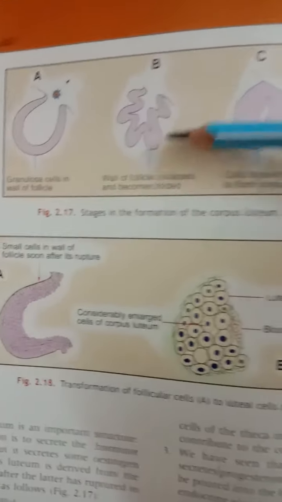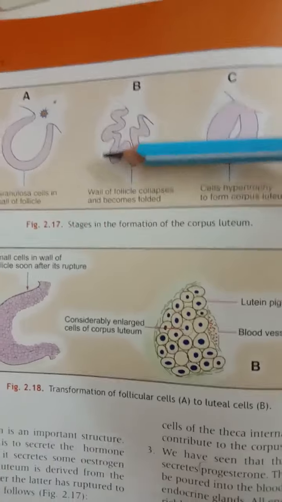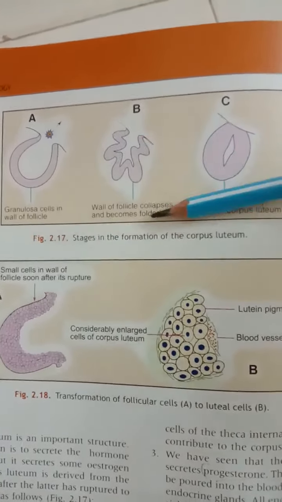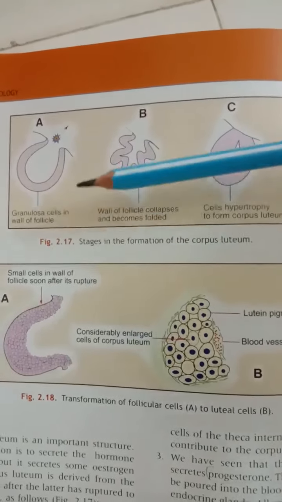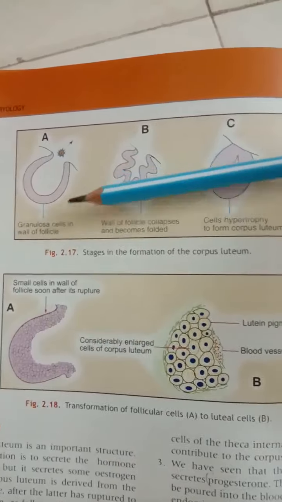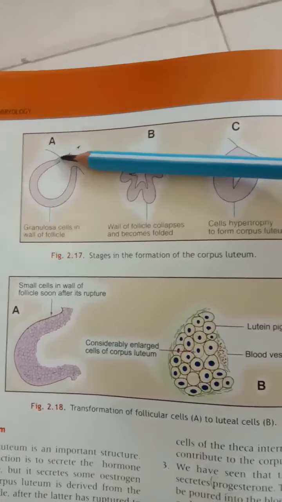Let's see, that is the corpus luteum. The corpus luteum is an important structure, and its main function is to secrete the hormone progesterone, but it also secretes a small amount of estrogen. So that is the corpus luteum.